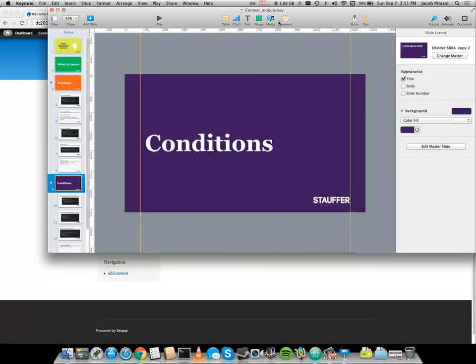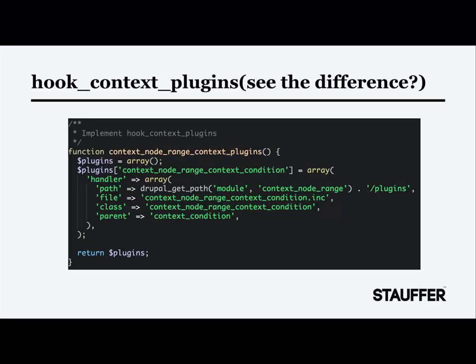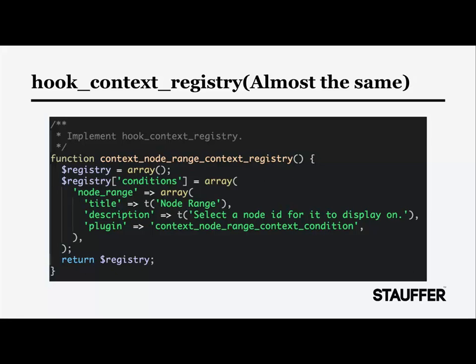So conditions. I'll talk about this real quick, because it's almost identical. The parent changes, so instead of context reaction, we call it context condition, but everything else is the same as far as the hook plugin's concerned. The registry is identical, same thing, except my registry goes into conditions rather than reactions. So it's just a matter of changing your words around, and you can create a register versus a reaction or a condition either way.